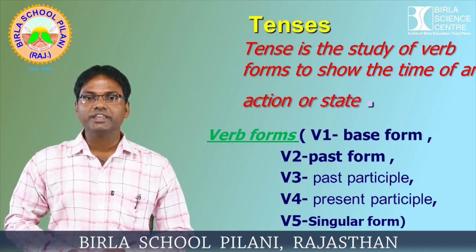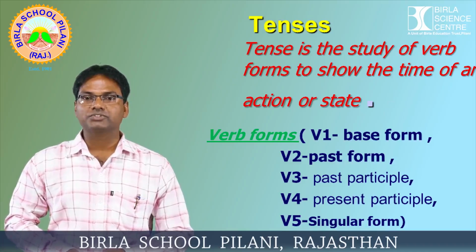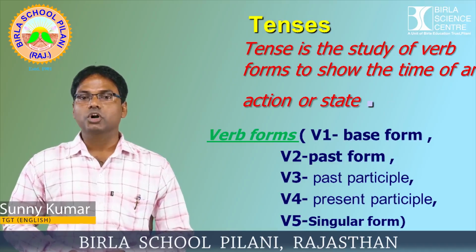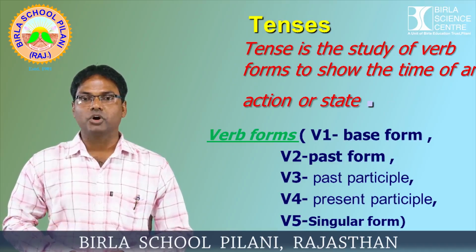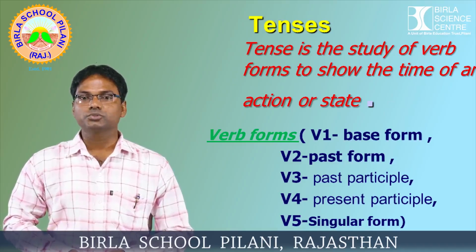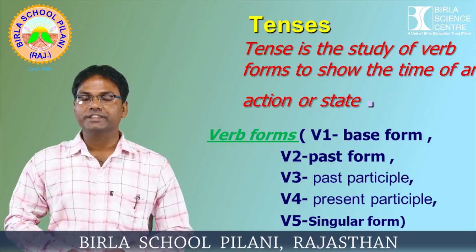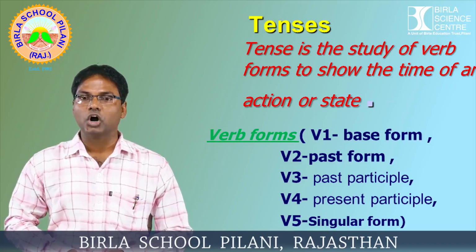The second one is V2, which is the past form. You must remember that this past form is always used only in the past sentences or simple past tenses. The third form is called past participle form, and it is used in the perfect tenses. So remember, I will be using it in the perfect tenses of all the sentences which will come in perfect.